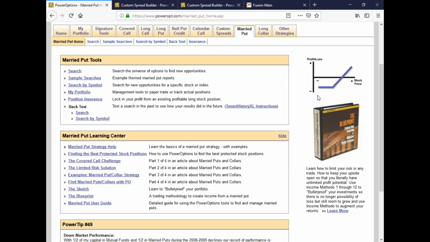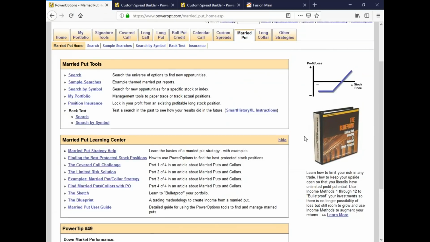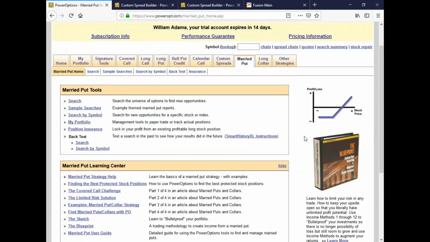But again, that full information is located here in the blueprint, our preferred structure, the 12 different income methods or adjustments we use off of that structure to lower the initial at risk, further bulletproof the position, and once you have a bulletproof position, generate more income. And aside from just selling the covered call, which caps the upside, there are ways that you just saw that you could leave the upside open as well.